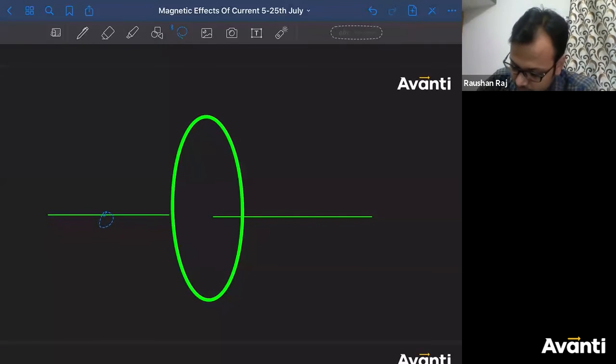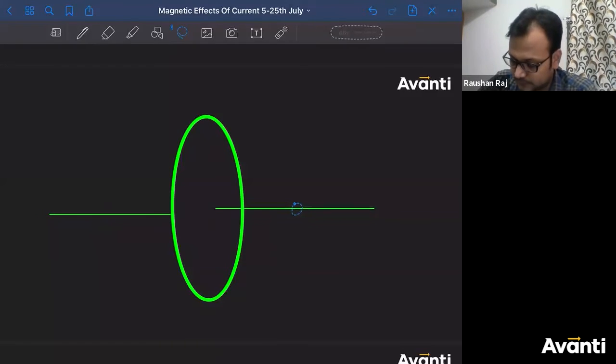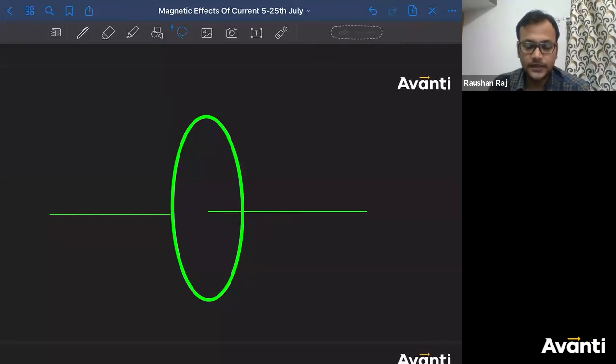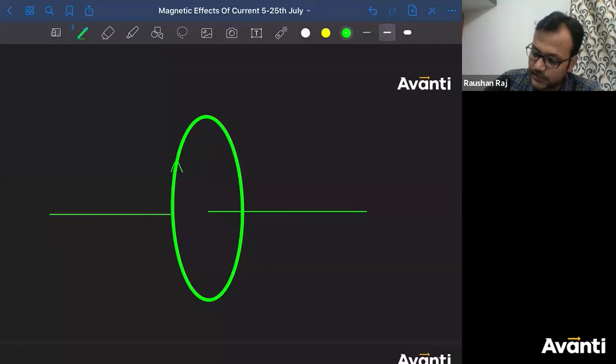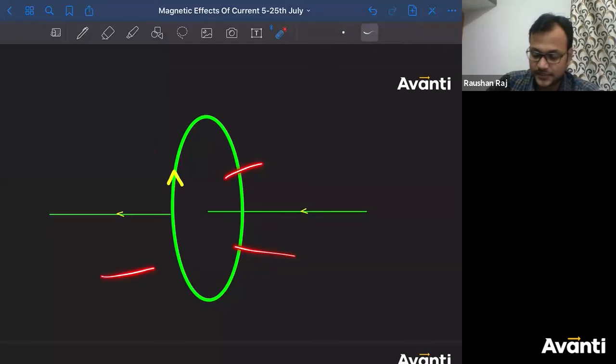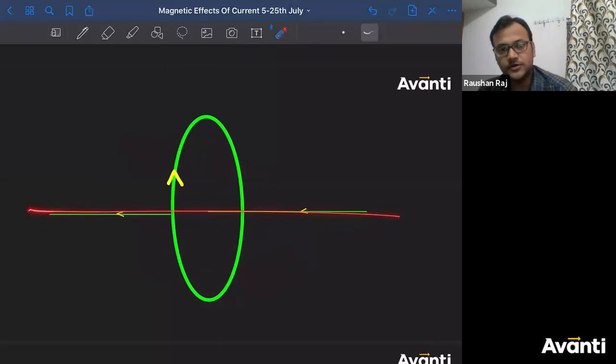Raise it up a little. All right. So if the direction of current is like this, let me use a yellow color here. So the field lines will come from this side like this. Okay? Now what about the direction of magnetic field lines at other places? This is along the axis. What about the other points?